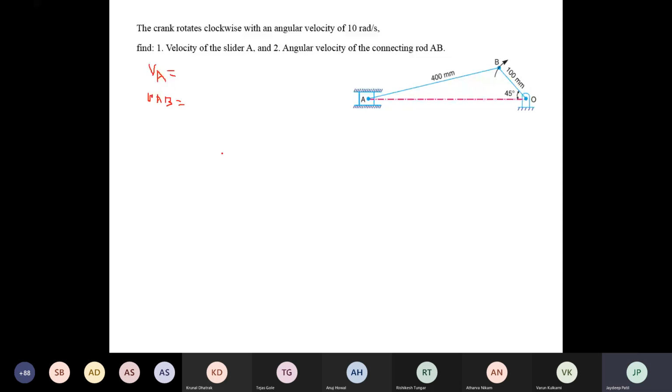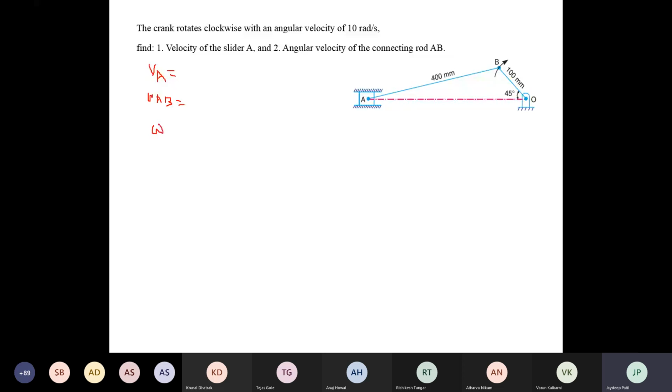Okay. Now, first step is you have to draw the space diagram with scale. The dimensions are given here. The angle of inclination of crank is also given. Now, you have to draw first of all the space diagram. Then second step, you have to find out the velocity of input link. The speed of input link is given here. The crank OB rotates with an angular velocity 10 radian per second.